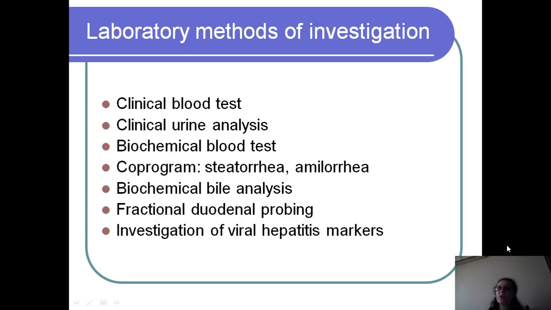For example, due to the deficiency of protein synthesis, it will be hypoproteinemia. It means that the total protein in serum blood will be decreased to less than 60 grams per liter. Normally it should be between 60 and 80 grams per liter. It will be hypoalbuminemia. It will be decreasing of prothrombin and synthesis of coagulation factors. They all will appear to be decreased. Also, it will be decreasing of cholesterol, because the liver is the organ responsible for cholesterol synthesis, right? It will be also hyperbilirubinemia.